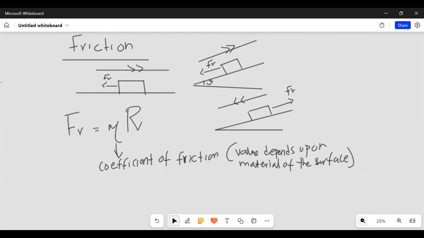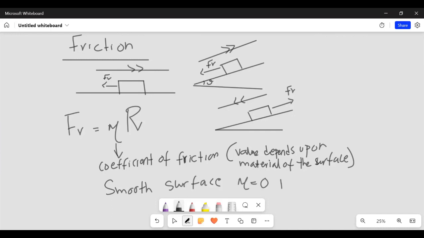If the surface is smooth, that means that there's no friction. Smooth surface, a very shiny, clear surface, smooth surface has mu equals to 0, that is friction equals to 0.